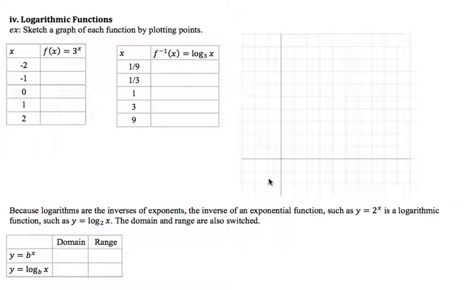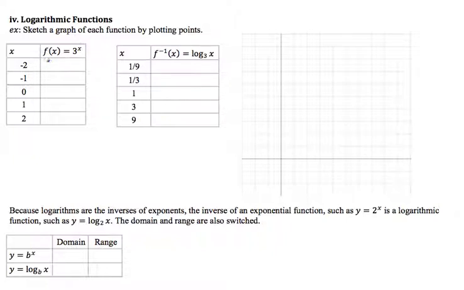In this video, we're going to look at logarithmic functions and their graphs. So what we're going to do is sketch a couple of graphs, f of x equals 3 to the x, and also what is going to be its inverse, you'll see, which is log base 3 of x on the same graph. Okay, so 3 to the x, this one's pretty straightforward.